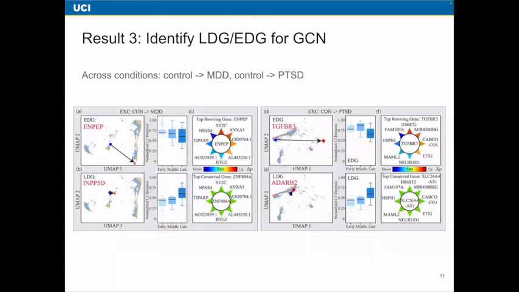And iHerd can also highlight some cell type specific divergent genes in brain disorder. Here are 4 examples.